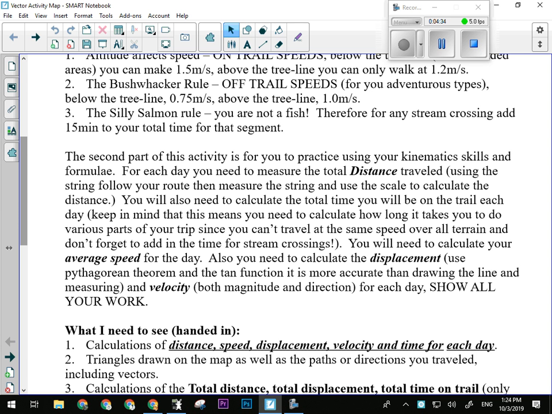All right, so you'll need to do that to measure your distance. You will also need to measure your displacement for each day. How will that look on your map? A straight line from the start of that day to the end of that day.